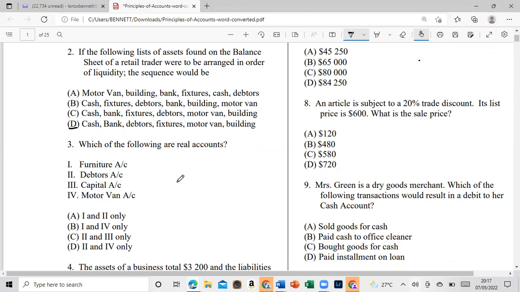Which of the following are real accounts? Furniture account, debtor account, capital, and motor van. So that would be 1, furniture account. And then debtor, capital, motor van. So for this one, it would be B. 1 and 4 only are real accounts.